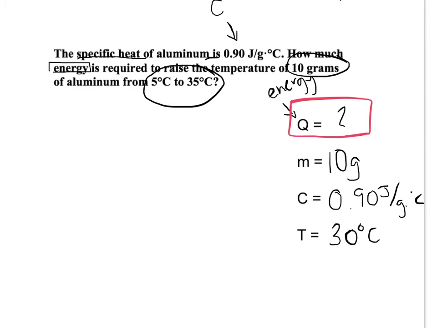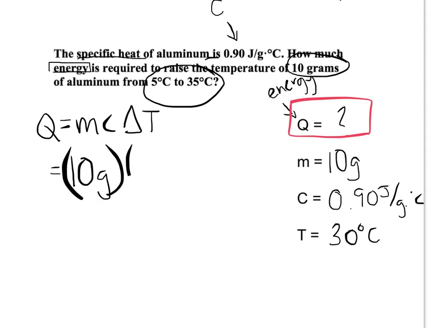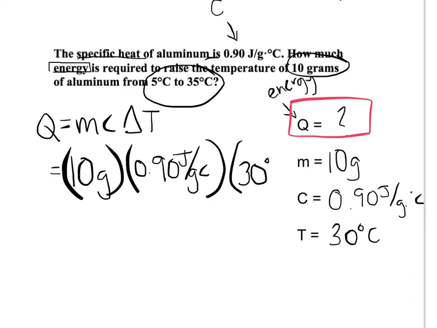So I'm going to do the work. I know my equation is Q equals mc delta T. So I'm going to plug in what I know. M is 10 grams. C is 0.90 joules per gram degree Celsius times 30 degrees Celsius. And then I know 10 times 0.9 is just 9. And then I know 9 times 30 is 270.